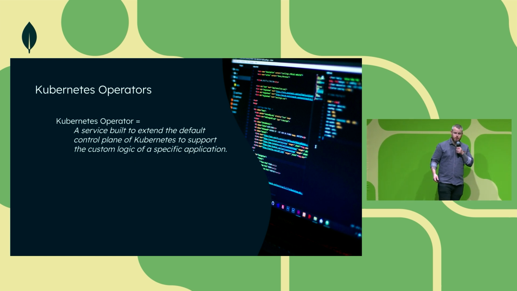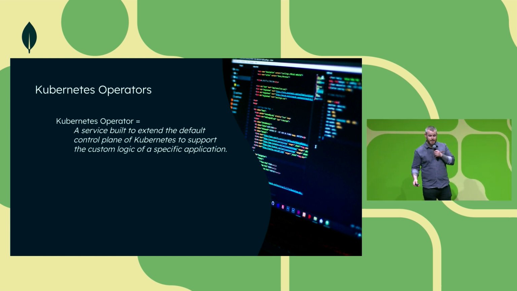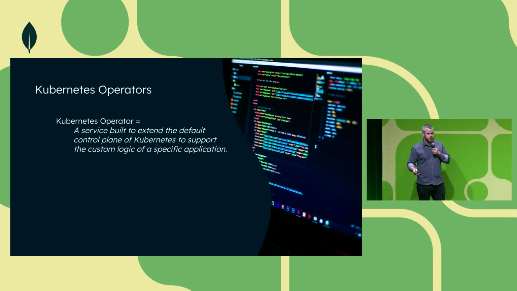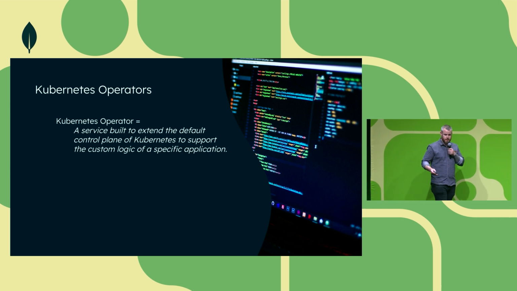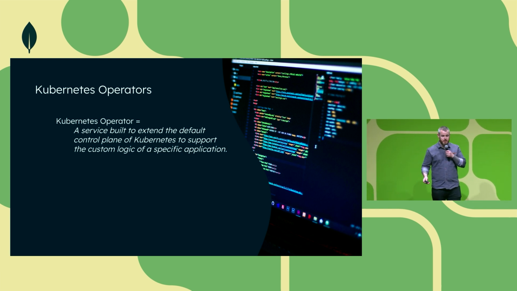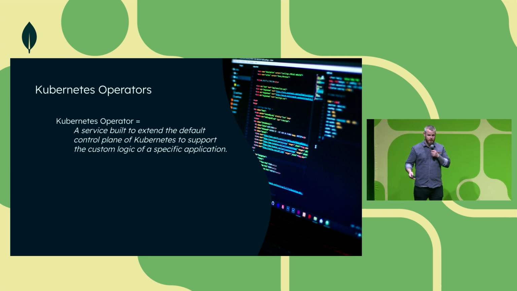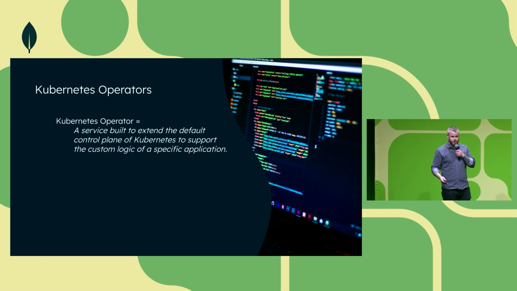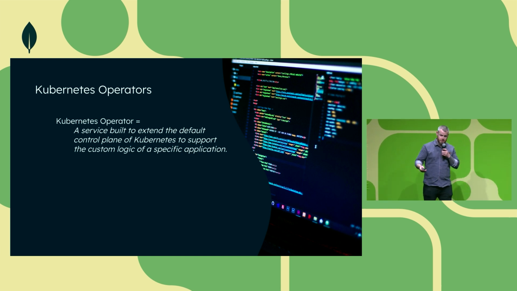One of the most significant Kubernetes developments has been the support for Kubernetes operators. Kubernetes uses its built-in control plane that manages all aspects of the cluster and powers all of the intelligent automation that happens within. An operator is an extension to that built-in control plane. It extends Kubernetes to support custom logic for a specific application. In this case, obviously, Atlas.